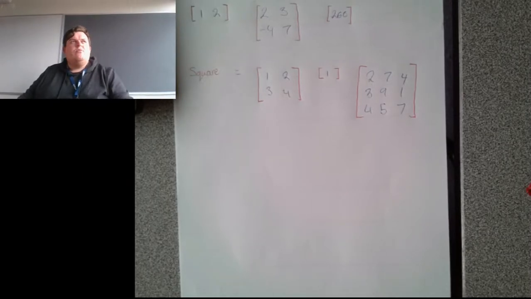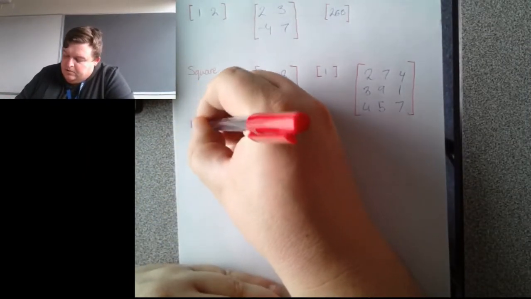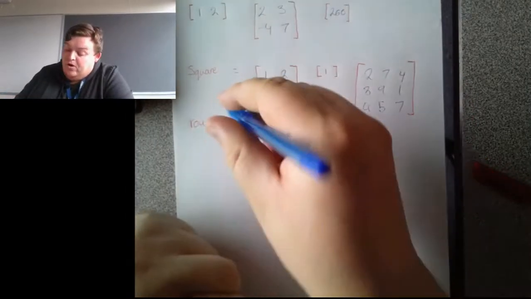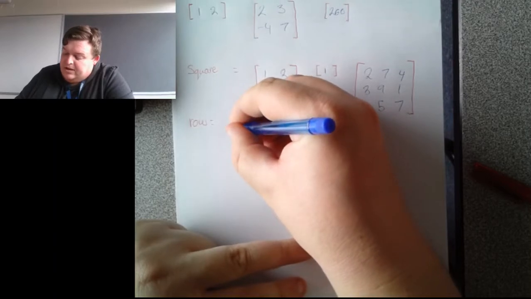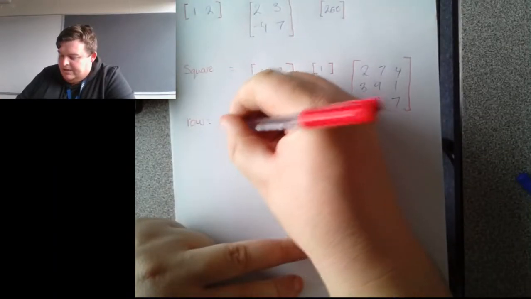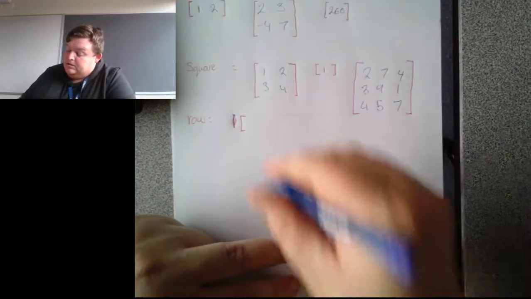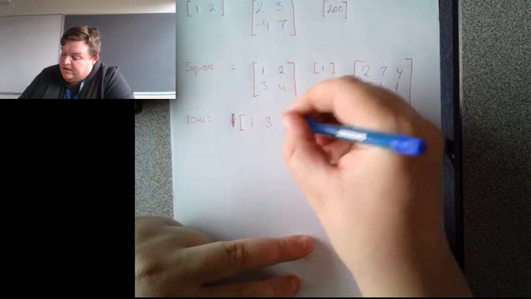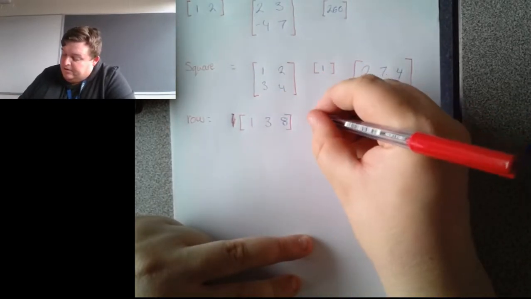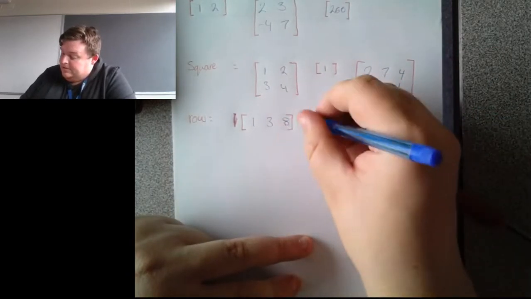We also have row and column. So a row matrix is a matrix that's made up of one row that can have as many columns as you need. So let's say you've got 1, 3, and 8. That could be a row matrix or something like this.